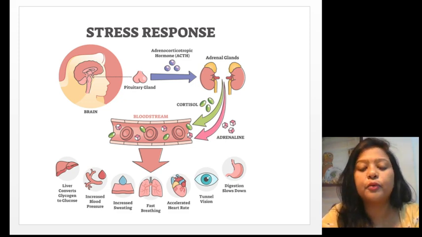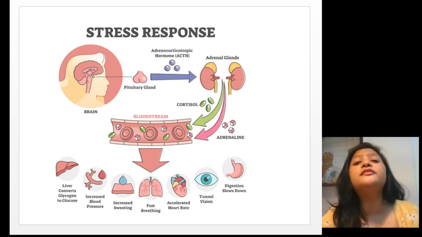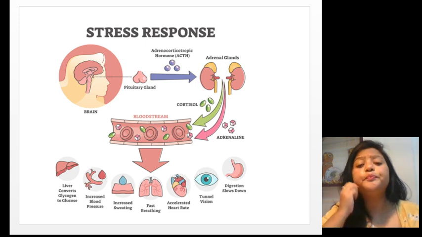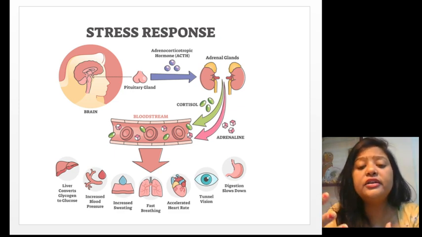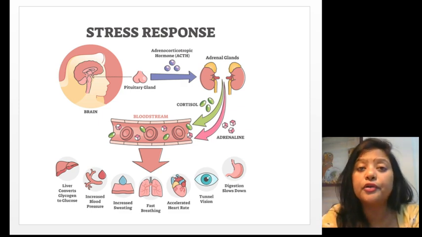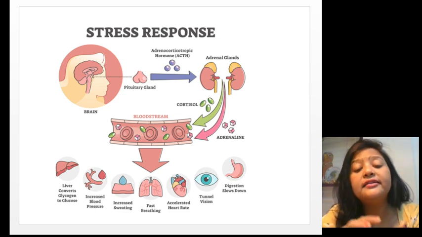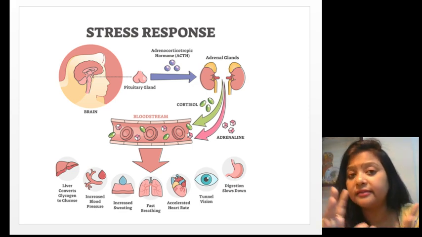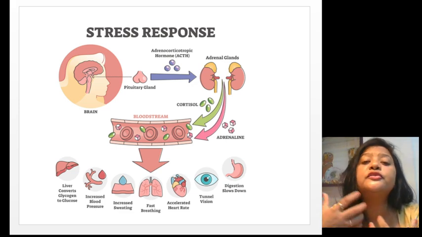Now coming to the stress response. When your body feels stress, how does it respond? Your brain will regulate the pituitary gland to release a hormone known as ACTH, or adrenocorticotropic hormone. This will in turn regulate the adrenal glands to produce two types of hormones: cortisol and adrenaline. Adrenaline is also known as epinephrine. I will tell you the details of these two hormones later. These two hormones are released into the bloodstream.